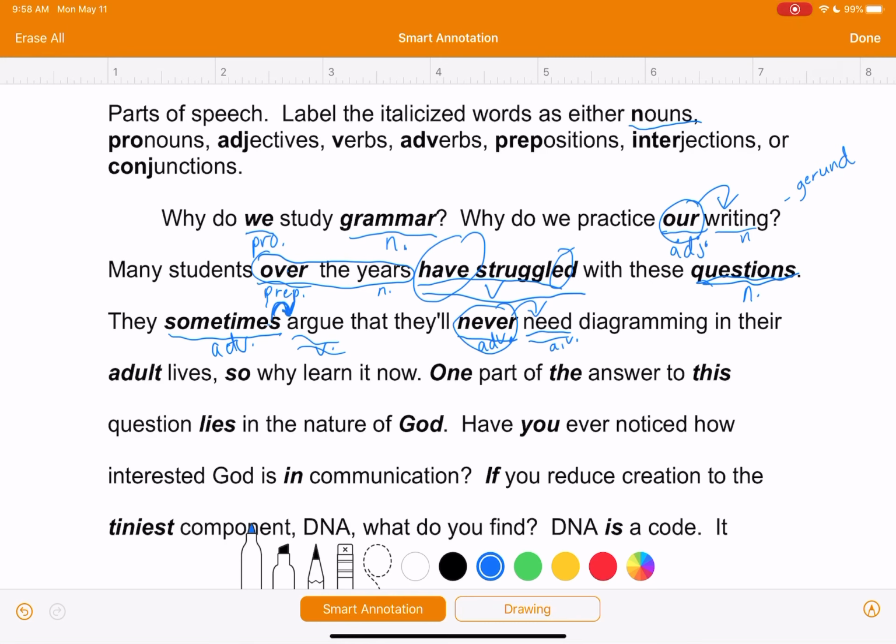Okay, never need diagramming in their adult lives. Usually the word adult, you think of that as being a noun, it's naming a thing. But in this case, it's modifying the noun next to it. It's telling which lives. So it's an adjective in this situation.